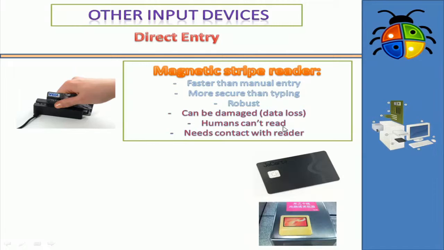Humans can't read it, so it's a good thing and a bad thing because it helps to make it more secure. But it means if there's a problem with the reader, then the humans can't directly enter it unless they can get the information from the card itself. And it needs to be in contact with the reader, so it's got to actually connect.